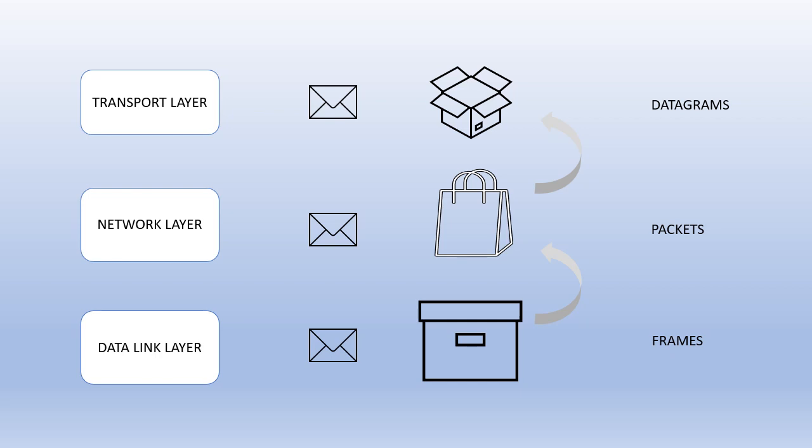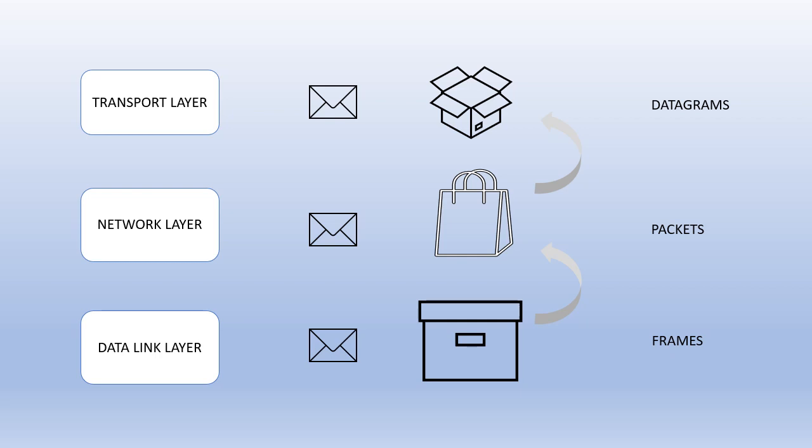So to ensure safety and integrity of the transferred message, an outer cover is provided to it at each of these layers. Say the transport layer puts the message in a box, the network layer takes the box and puts it in a bag, and the data link layer puts the bag in a bigger box. The encapsulation at the transport layer is called a datagram. At the network layer, it is called a packet, and at the data link layer, it is called a frame.